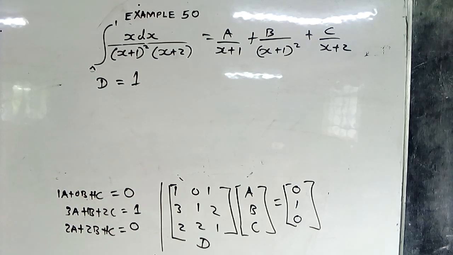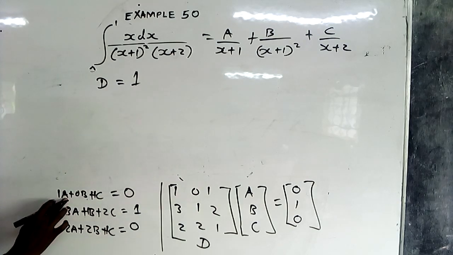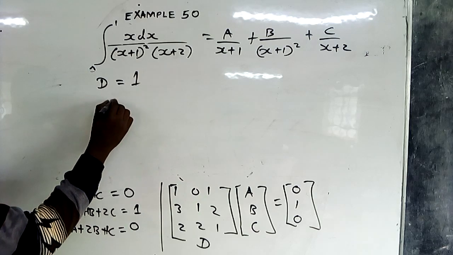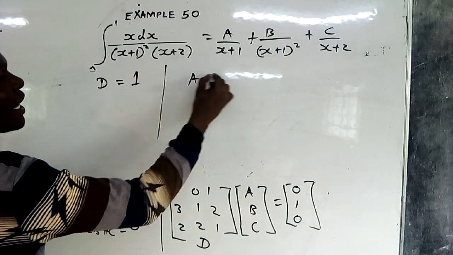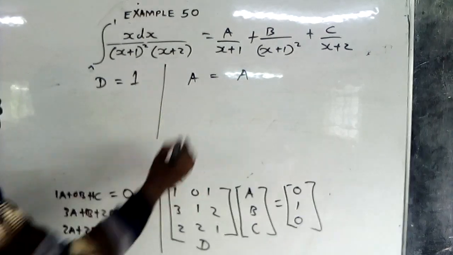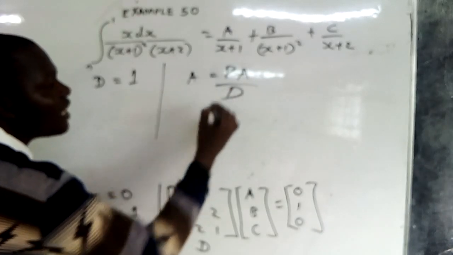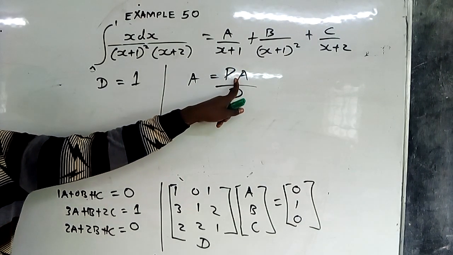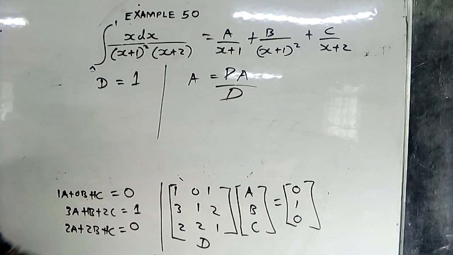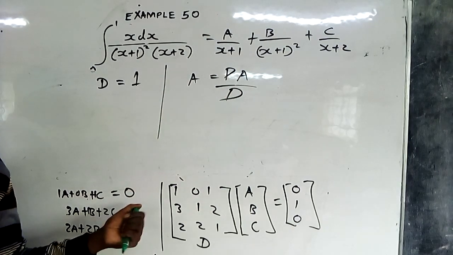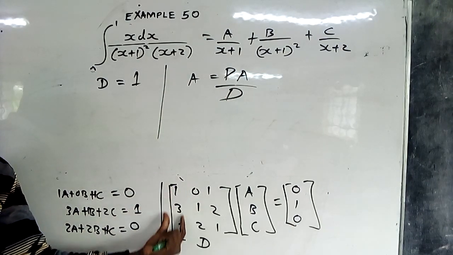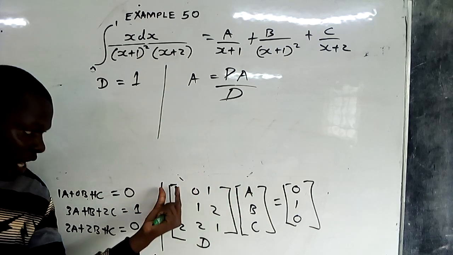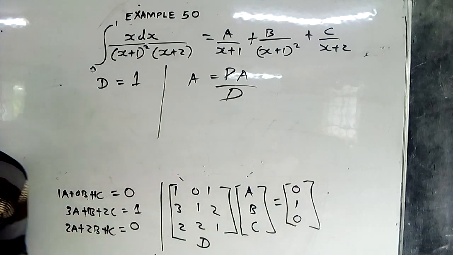So we have 1, isn't it? Now, this is what we want. If you want the value of A, A is supposed to be D of A over D. So for you to get the determinant of A, you put matrix B. The column of A is the first column. The column of A, you change with the solution, isn't it?